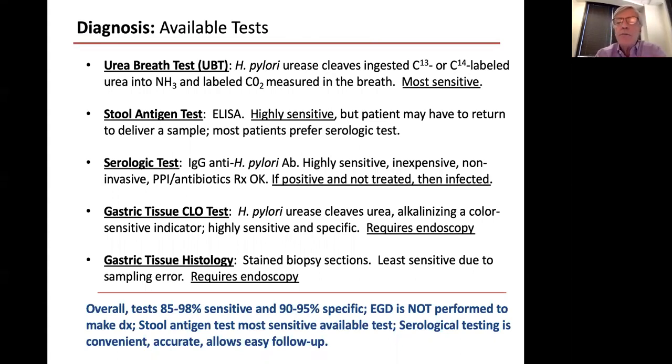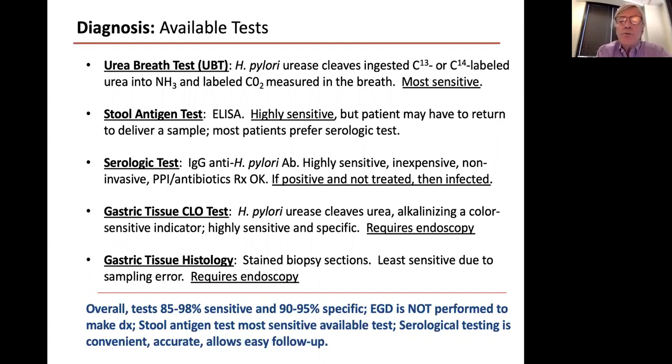Almost 100% of people who are infected with H. pylori will have a positive urea breath test. However, we have stopped doing this at UAB because so many people are concerned about taking radioactive carbon, so people in general declined the urea breath test. Stool antigen test is also very sensitive.